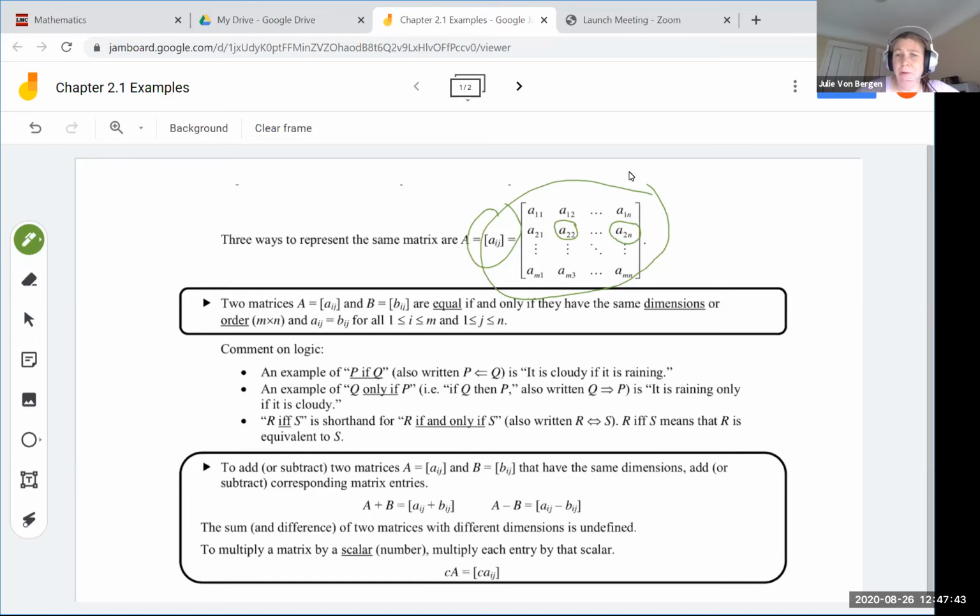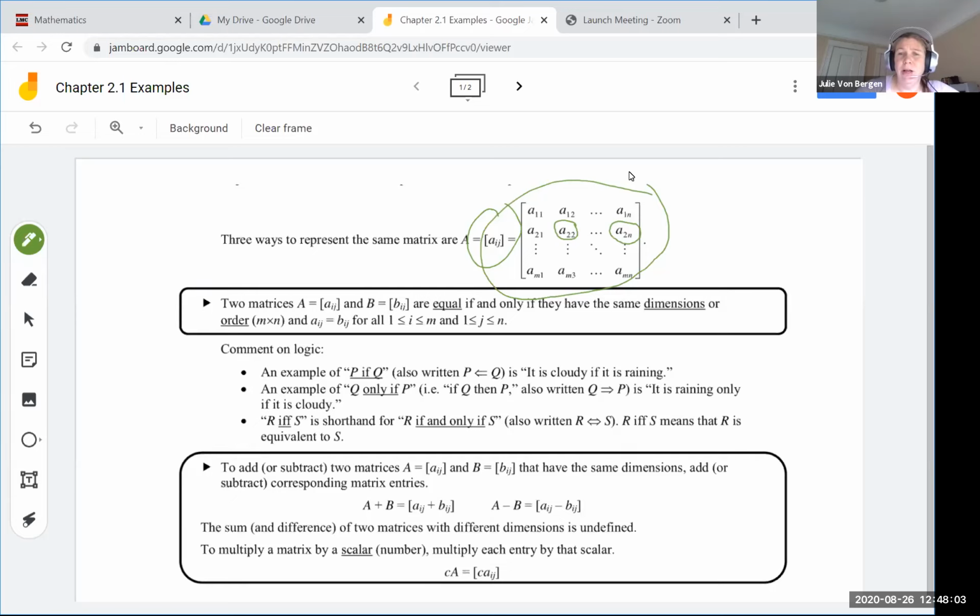So for example, whatever number I have in a_22 here would have to be the same entry in the b_22 location, second row, second column in matrix B. And that has to be true for all of the rows and all of the columns. So every entry has to match to say that two matrices are equal.